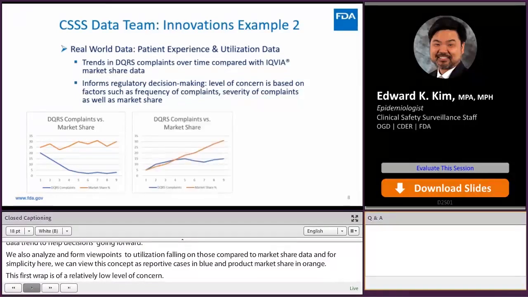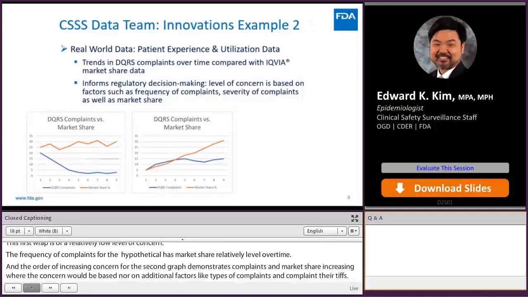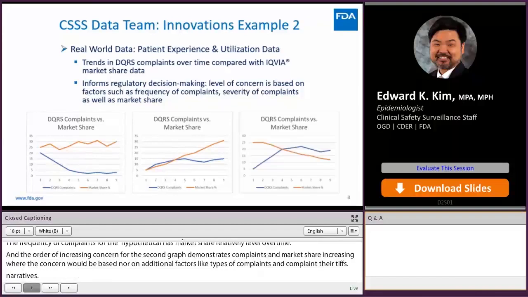And in order of increasing concern, the second graph demonstrates both complaints and market share increasing, where the concern would be based more on additional factors like types of complaints and complaint narratives. Here, for example, we can turn to plausibility assessments and observe how individual complaints contribute to the severity of a generic drug safety problem. And finally, the third scenario shows higher levels of concern when comparing these three hypotheticals.